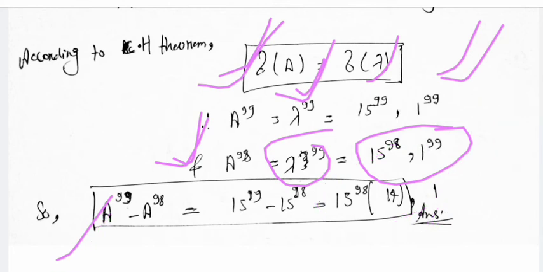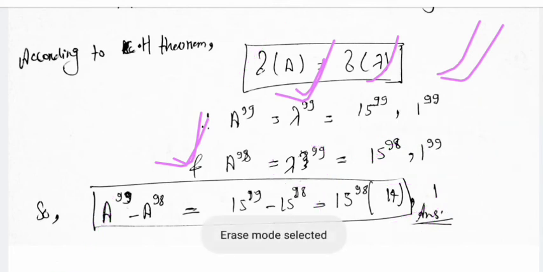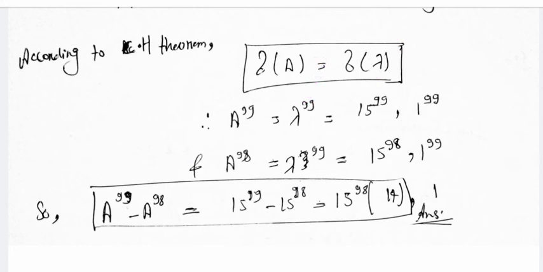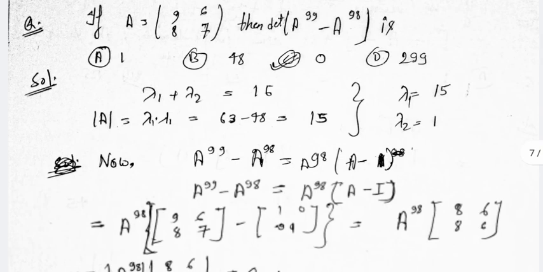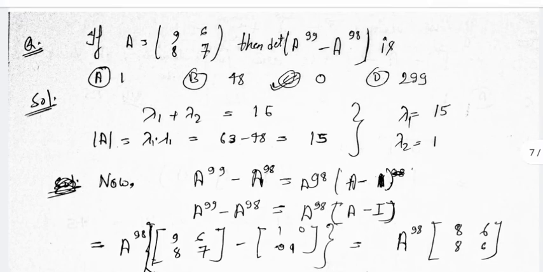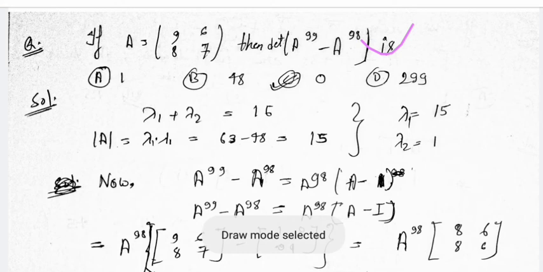Now come to the next question. It is related to this question, but it uses some other constants. What we see here is given easily. Now there are four options given. First option, A is equal to 1, B equal to 48, C equal to 0, and D equal to 299. Now what is the determinant of this whole equation? On the basis of the whole equation, we got all these values.